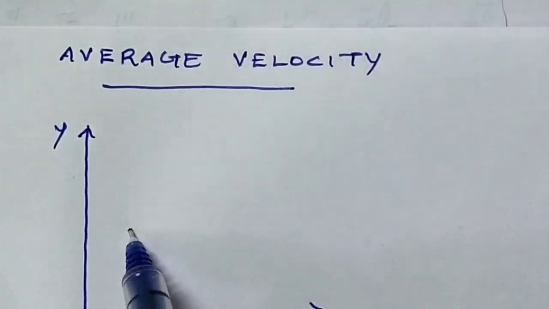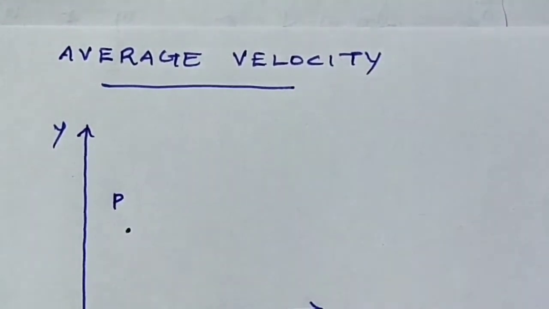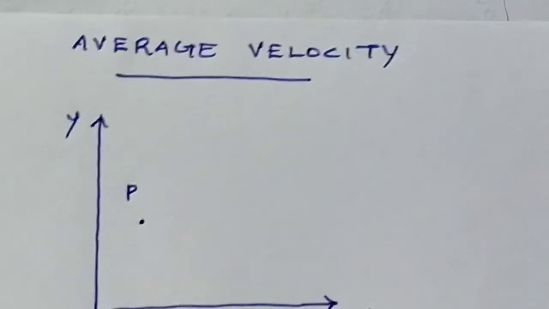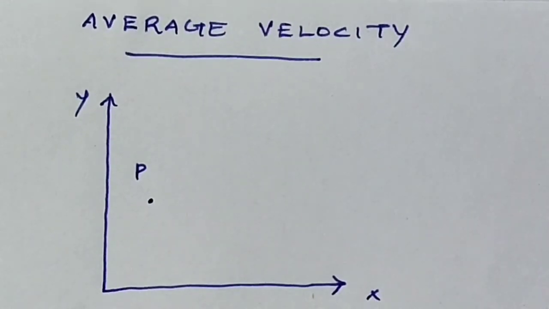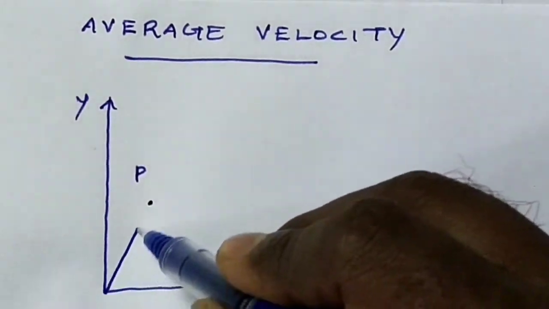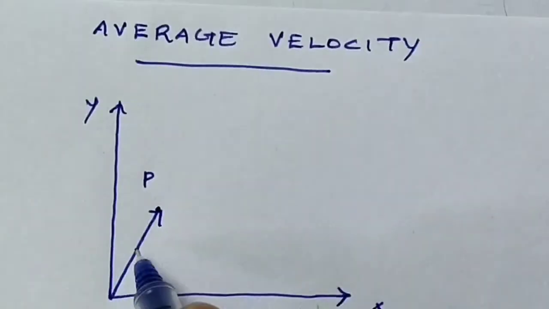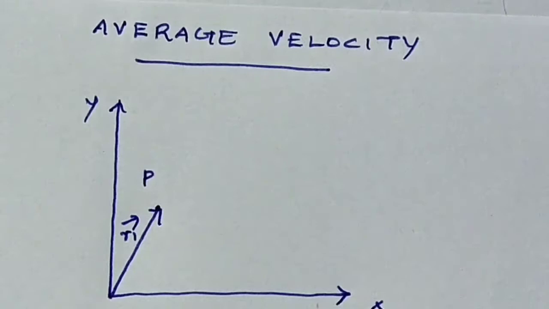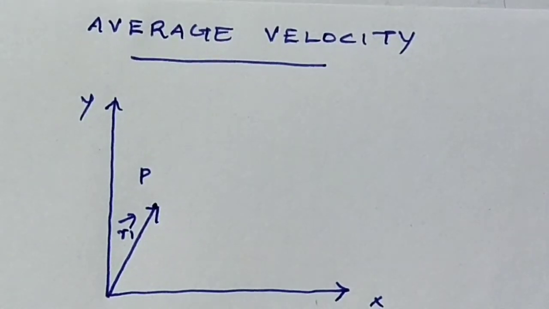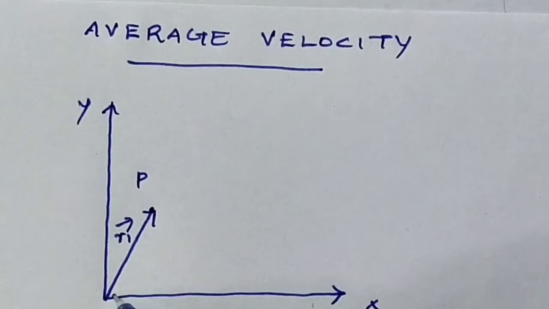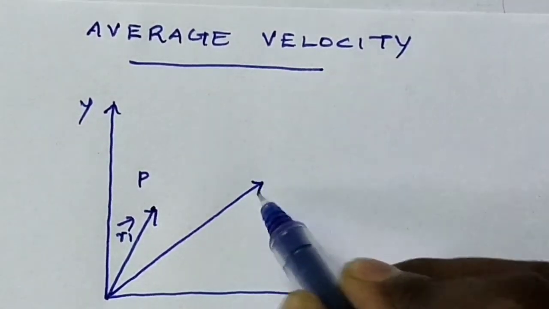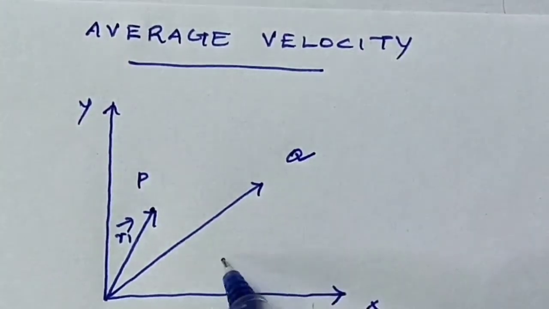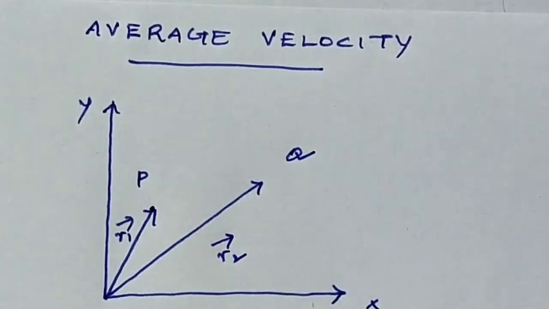First, at the point P, that is the initial position of the particle. That is the position vector R1. After that, in a time interval del t, the particle moves to another point Q, having the position vector R2.